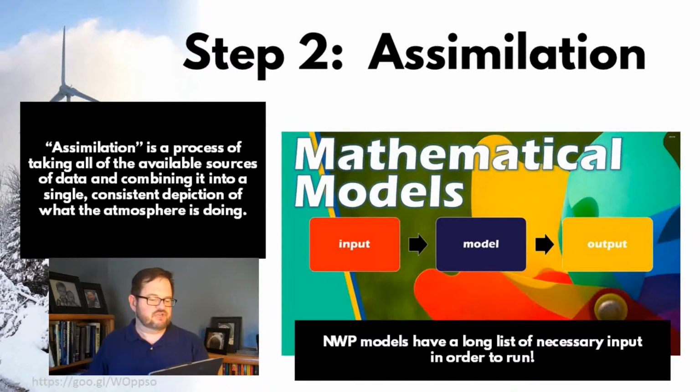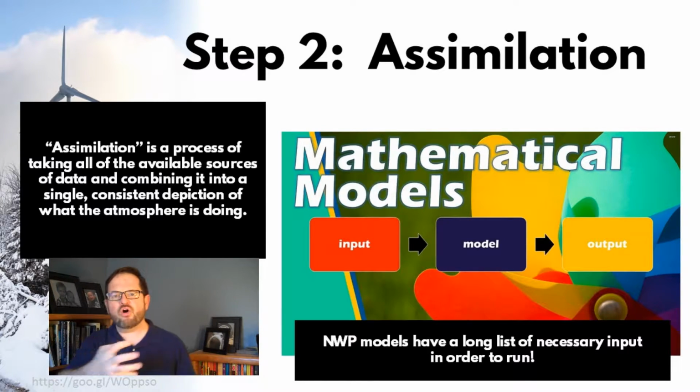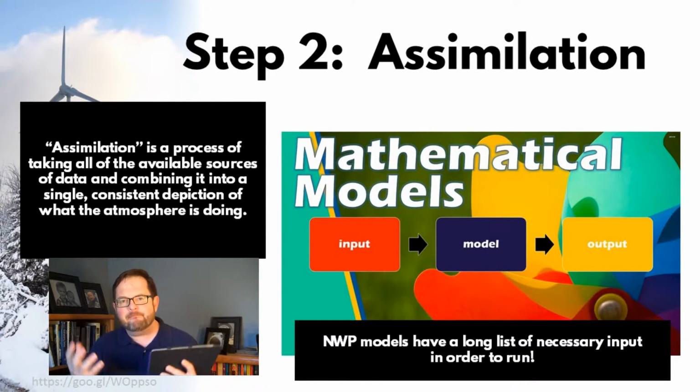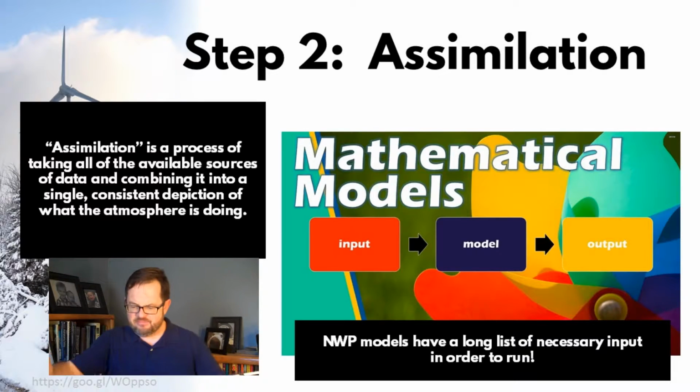Assimilation, I wrote here a definition from a different textbook, I think, is the process of taking all the available sources of data and combining it into a single consistent depiction of what the atmosphere is doing. We are taking all these different sources of information and combining it to make one complete picture of what the atmosphere is doing over your domain. Again, the domain being the area over which you're making forecasts, and like I said, in modern meteorology that's typically global, although it wouldn't have to be. You can run regional models and so on.